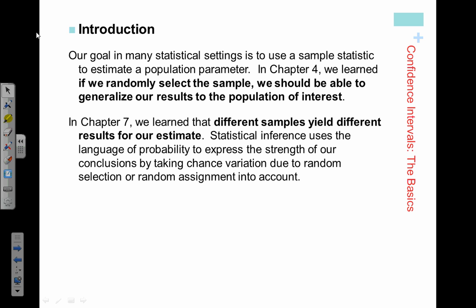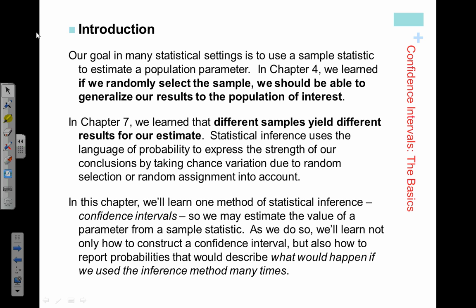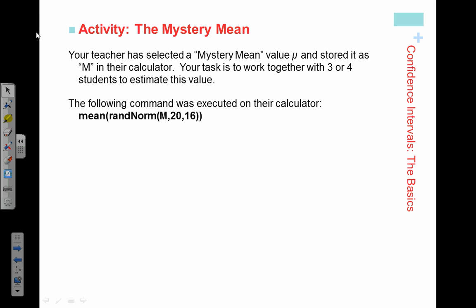Now, inference uses probability to say how strong our conclusions are. So now we're going to ask, how confident am I in the conclusions that I got? In this chapter, we're going to learn one method of inference, which is confidence intervals. Remember, inference is making a conclusion. Confidence intervals help you make a conclusion to your audience. So we're going to estimate the value of a parameter, or the population, from a sample statistic. As we do this, we'll learn how to construct a confidence interval, but also how to report probabilities that describe what would happen over time. So we're describing what would happen if we did things multiple times.